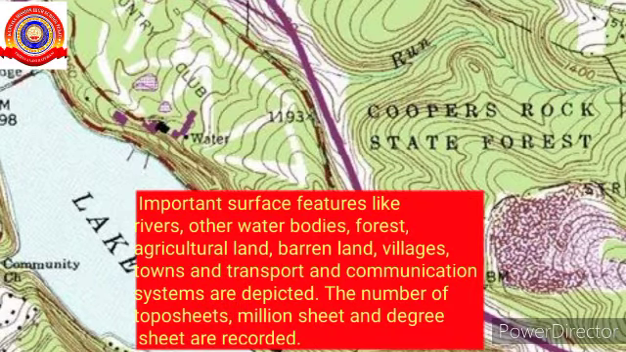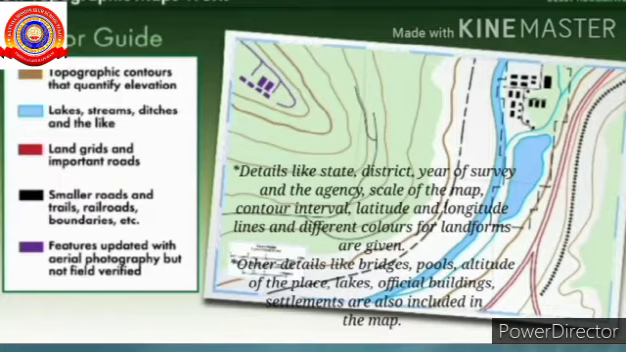Important surface features like rivers, other water bodies, forest, agricultural land, barren land, villages, towns and transport and communication systems are depicted. The number of topo sheet, million sheet, and degree sheet are recorded. Details like state, district, year of survey, and the agency, scale of the map, contour intervals, latitude and longitude lines, and different colors for landforms are given. Other details like bridges, poles, altitude of the place, lakes, official buildings, settlements are also included in the map.